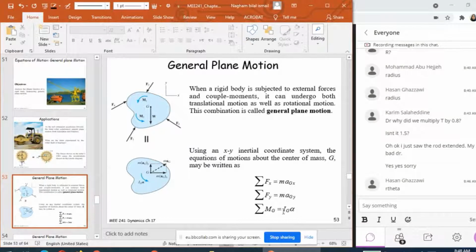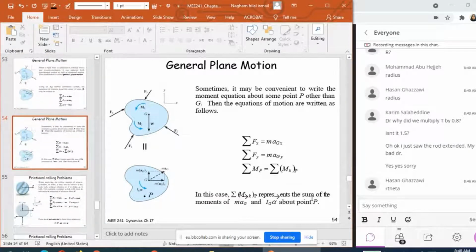You can also replace the third equation with the sum of moment around any point, but remember, guys, in this case, you have to find, as I said in the video lecture, the moment of m a_Gx, the moment of m a_Gy, and the moment of I_G alpha, all right? So you can have the sum of moments around P, but this means that you have to find the sum of moments of m a_G in x and y, as well as I_G alpha, all right?